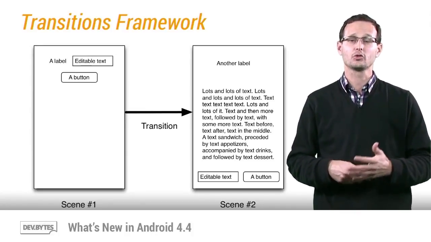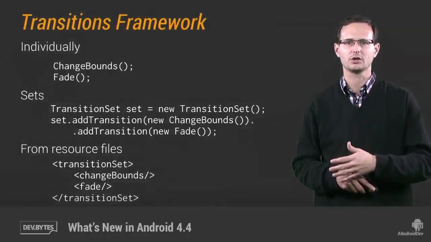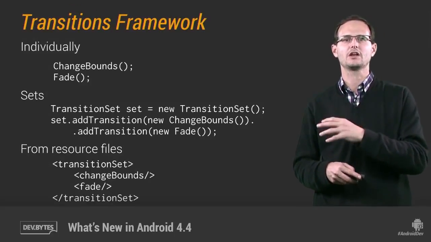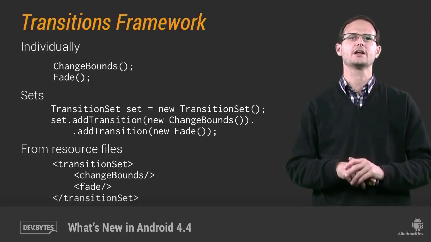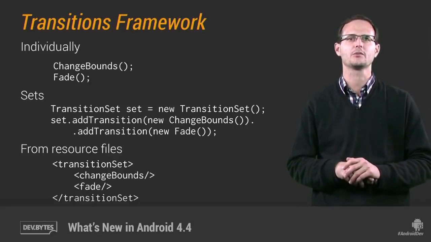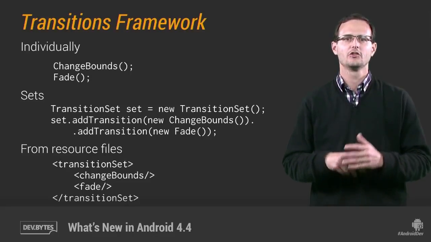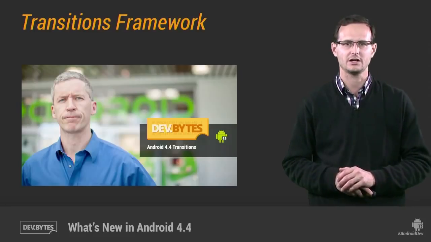You can use one of several predefined transition types based on specific properties like layout bounds or visibility, or use the auto transition type to automatically fade, move, and resize views during a scene change. You can also define custom transitions that animate the properties that matter most to your app, or even plug in your own animation styles. For more details, check out the Transitions DevByte from our master of animation, Chet Haas.